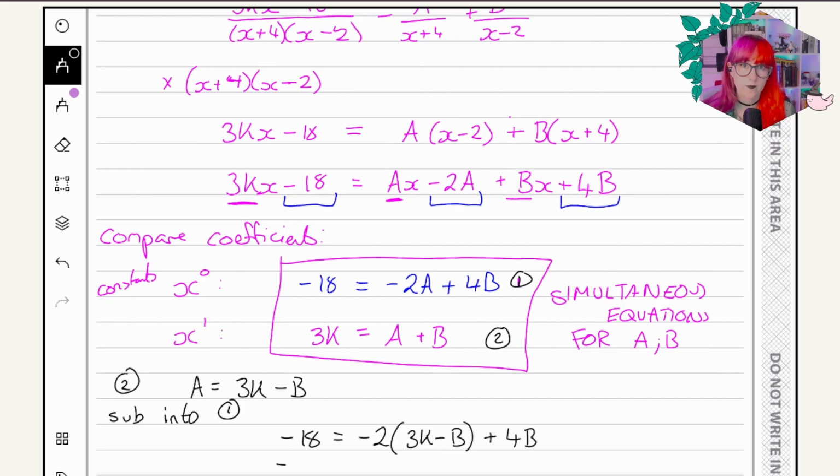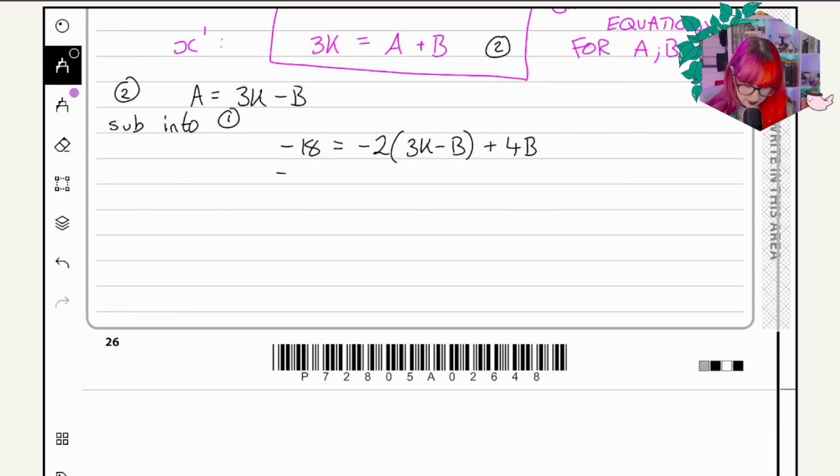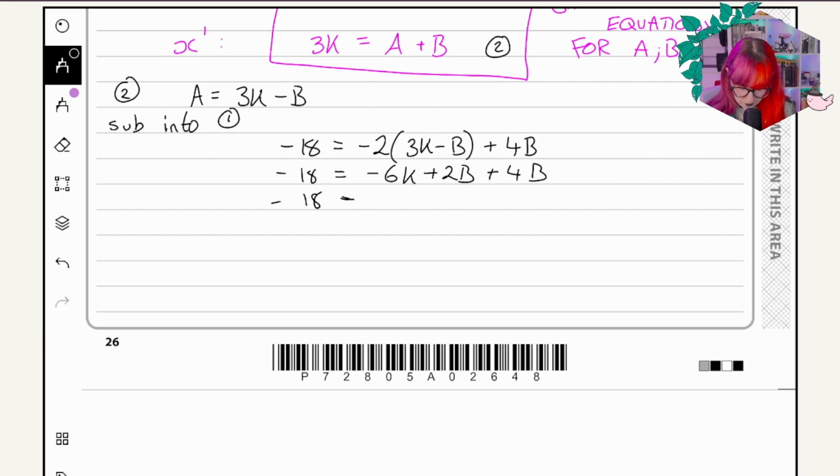So I get minus 18 is equal to minus 6k plus 2b plus 4b. So I get minus 18. I'm going to bring the k over, so I just have b on one side, plus 6k is equal to 6b. Now, all of those are divisible by 6, so that leaves me with minus 3 plus k is b, or writing it nicer, b is k minus 3.